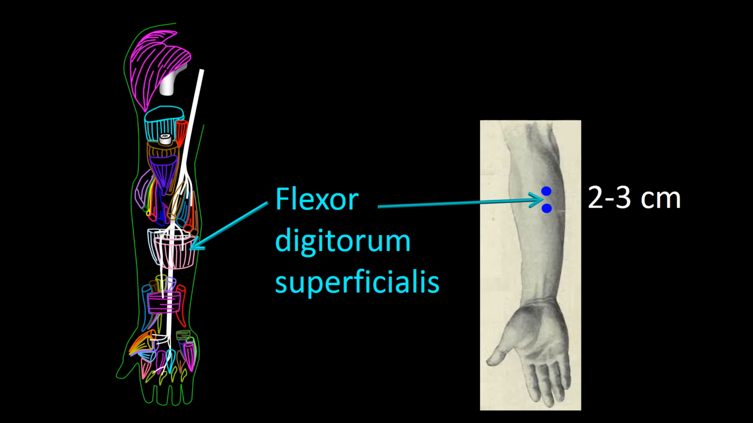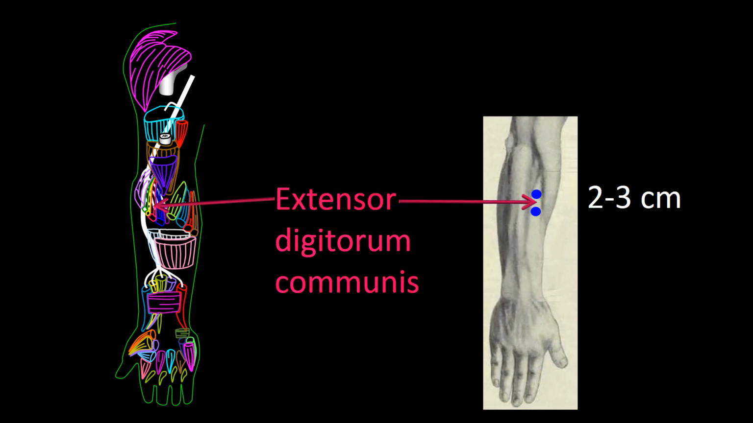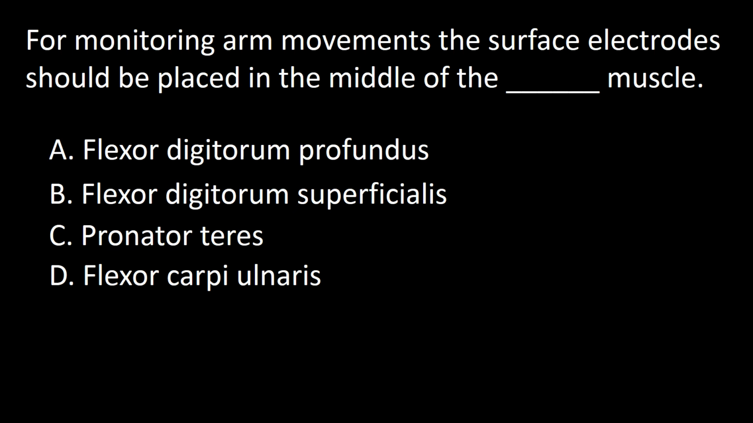Arm movements are usually recorded from the flexor digitorum muscle. The electrodes are placed between the upper and the middle third of the forearm on the ulnar side, 2 to 3 centimeters from each other. Another option when monitoring arm movements is to place the electrodes in the belly of the extensor digitorum communis. Again, they are placed 2 to 3 centimeters from each other in the belly of that muscle. So the answer to this question is B.